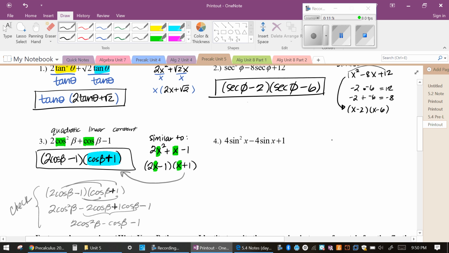Okay, now here, this one is similar to, so we're going to treat sine x as just our variable x. So this would be very similar to an algebra problem of 4x squared minus 4x plus 1. Go ahead and pause the video and factor 4x squared minus 4x plus 1. Push play when you're ready.